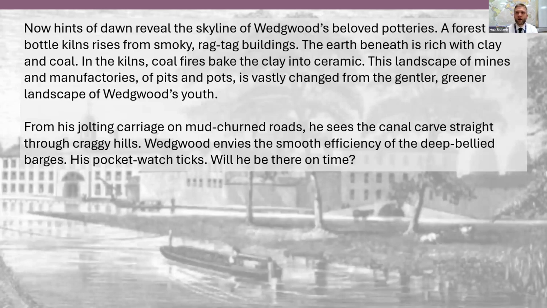Now, hints of dawn reveal the skyline of Wedgwood's beloved potteries. A forest of bottle kilns rises from smoky ragtag buildings. The earth beneath is ripped with clay and coal. In the kilns, coal fires bake the clay into ceramic. This landscape of mines and manufactories, of pits and pots, is vastly changed from the gentler, greener landscape of Wedgwood's youth. From his jolting carriage on mud-churned roads, he sees the canal carved straight through the craggy hills. Wedgwood envies the smooth efficiency of the deep-bellied barges. His pocket watch ticks. Will he be there on time?